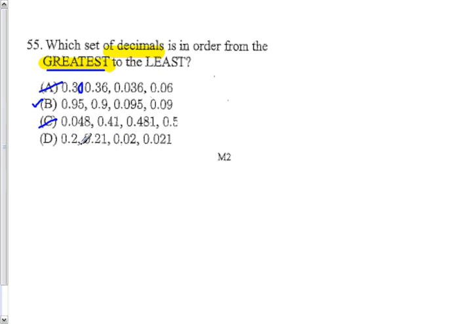And D is 0.20, and there's a 0 there, and 0.21. Again, we can think about it in dollars. 20 cents is smaller than 21 cents. And remember, we wanted to go from greatest to least, so we wanted bigger decimals first, so that rules out D. And just as we thought, B is the correct answer.